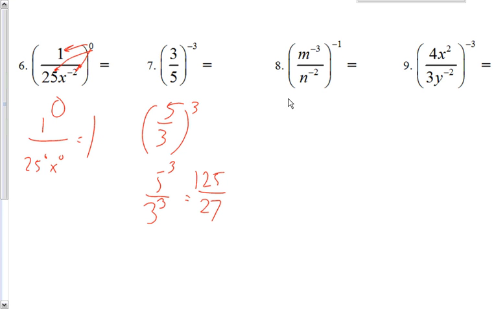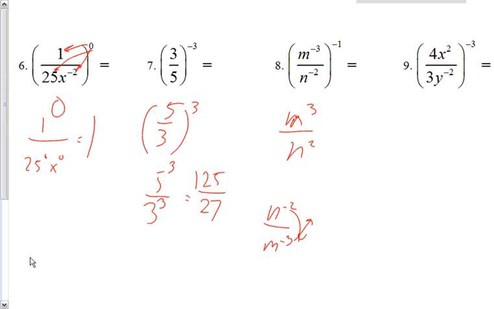Okay. Now this one, you could flip first, or you can distribute. And if you notice, you distribute. A negative times a negative is a positive, so I'm just going to distribute. So if I distribute that, it's m to the third, n squared, and that's it. If you flipped first, it would look like n to the negative 2 or m to the negative third. Then you have to reciprocate those, and they flip flop.